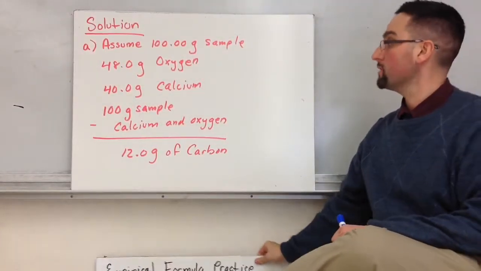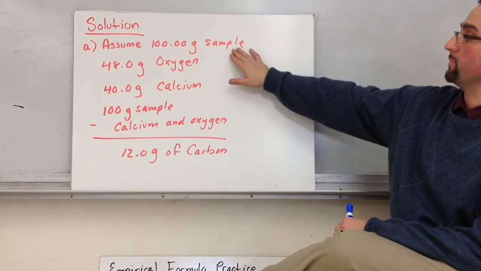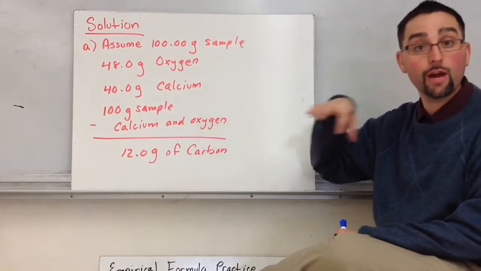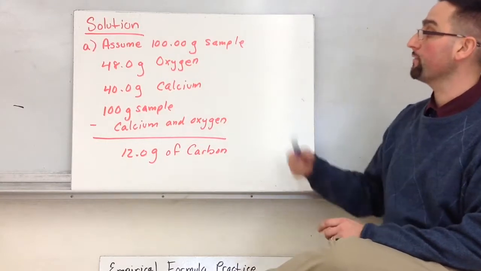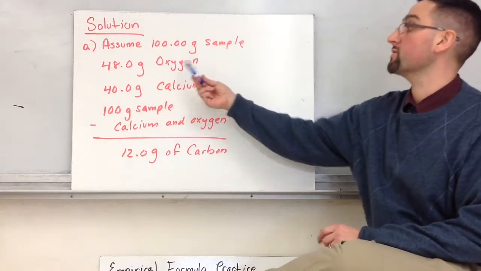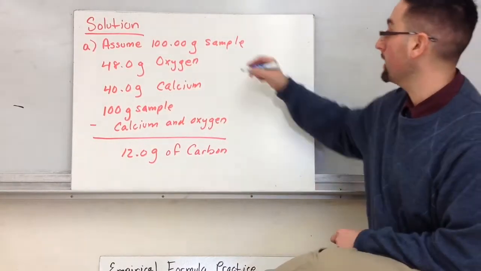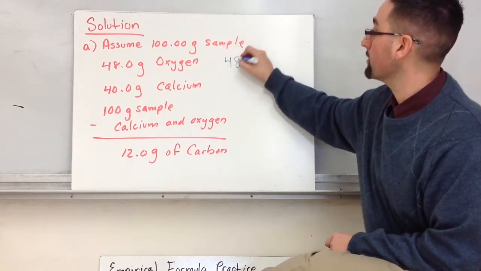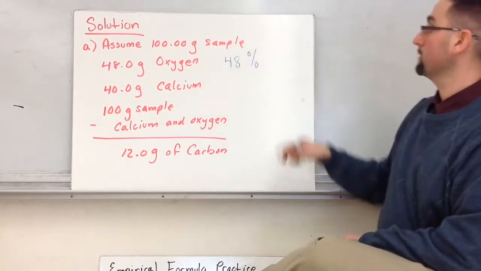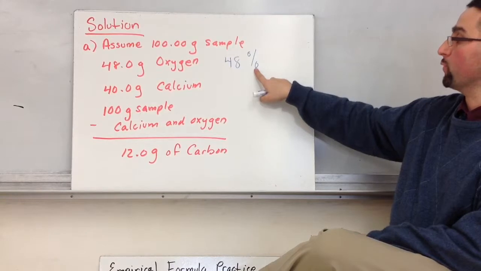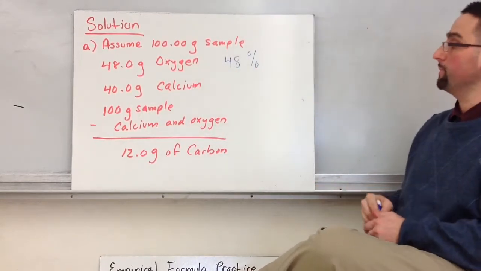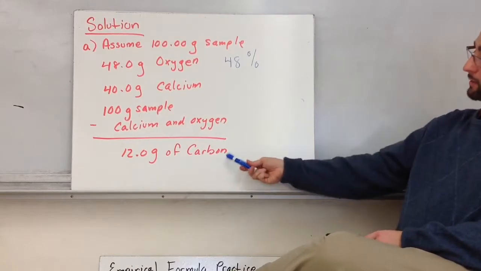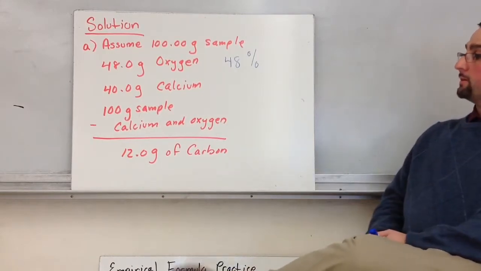Right? So let's assume we have a 100-gram sample. The percentages directly translate from percentages to grams if we do that. So 48% oxygen becomes 48 grams. Why? If you assume a 100-gram sample, 48% of that is going to be 48 grams. The remainder of this is carbon, right?